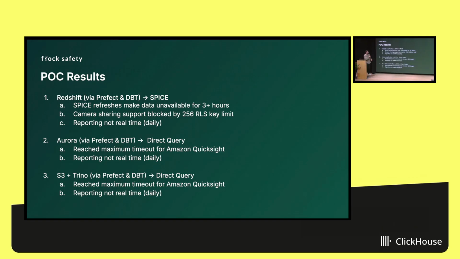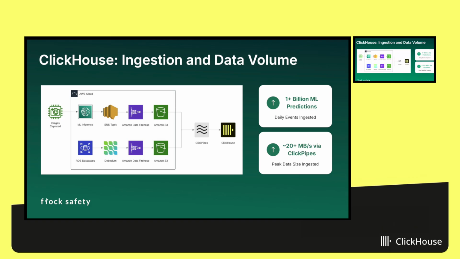So what are the results? Redshift, as we talked about, the refreshes make the data unavailable, the camera sharing is not supported, and the reporting is not real-time. Aurora was not even able to return data to the caller within the timeout specified by Amazon QuickSight. The same goes for S3 and Trino. So these three options were definitely not viable for the SLA we want to provide our customers. So enter ClickHouse. This is what we're here to talk about today.